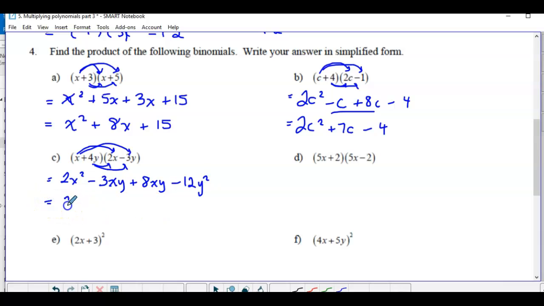Okay, and then collect like terms. And it's in the correct order. They're all degree 2, but remember you'd like to have the x squared term first, then anything with x's, and then the y squared. Okay.